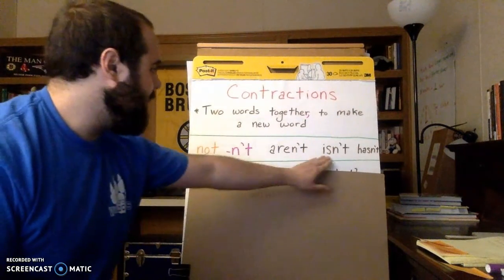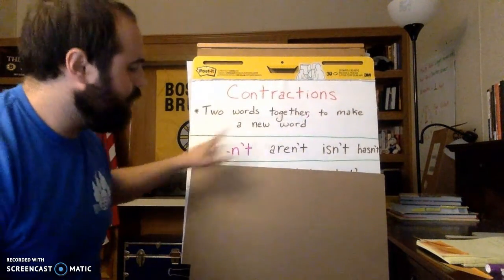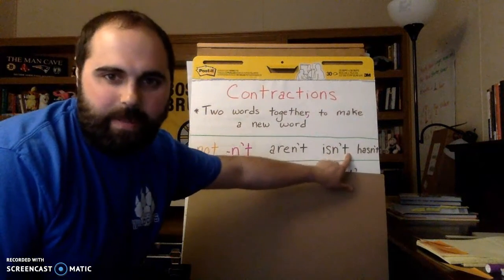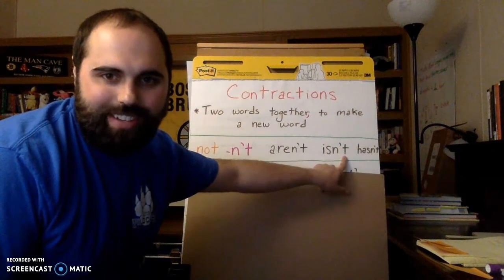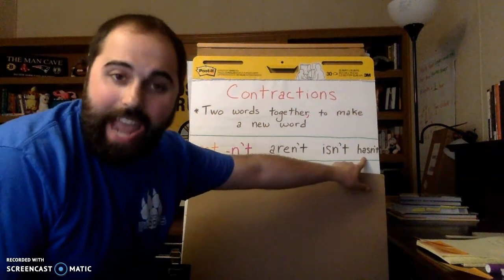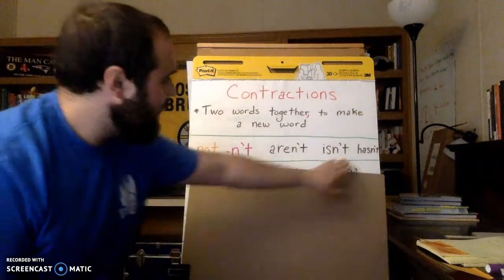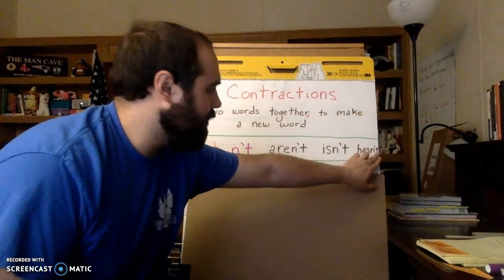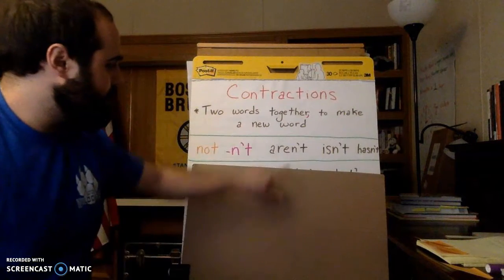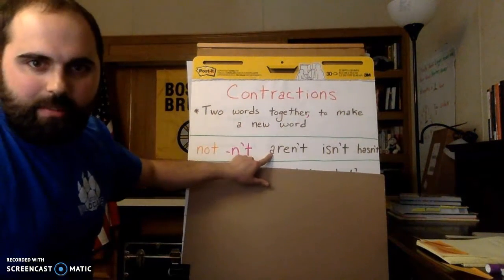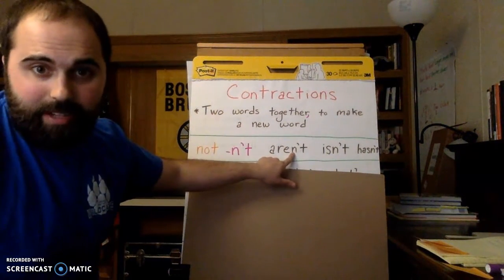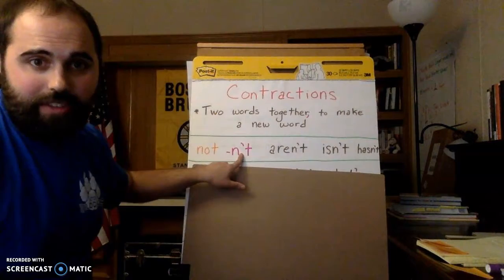Or words like is not turns into isn't. Again, n apostrophe t. Or has not, hasn't, has, n apostrophe t. So notice that first word, nothing changes. We're just adding on to it. But it has to be that little contraction that we've made.